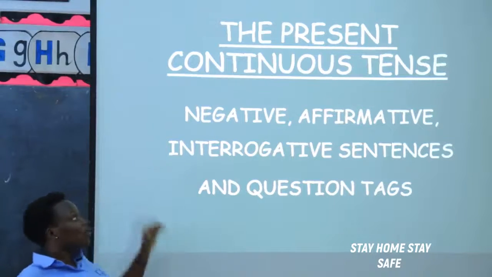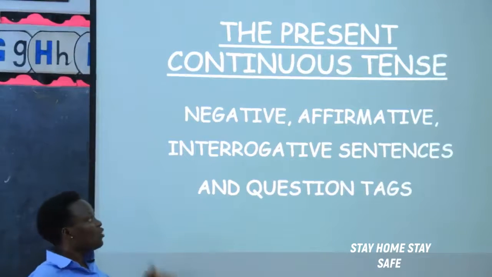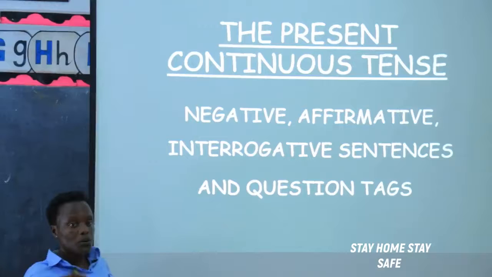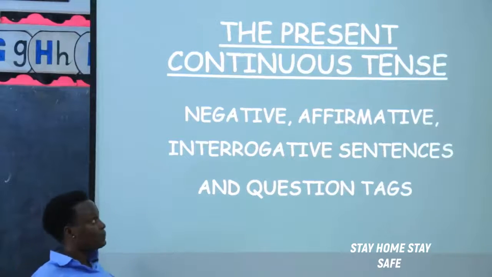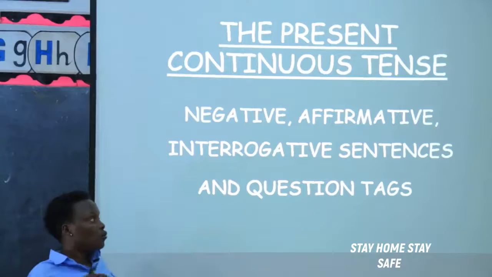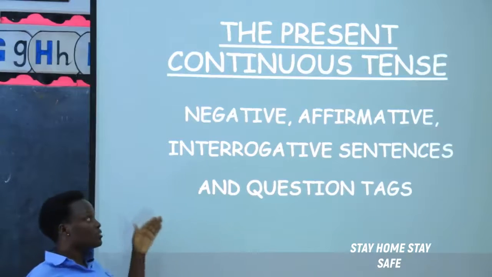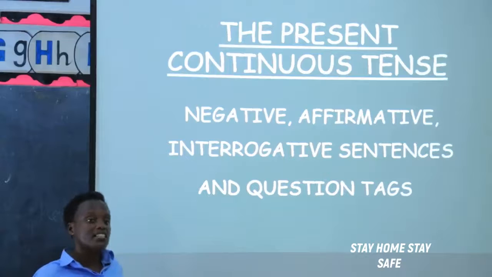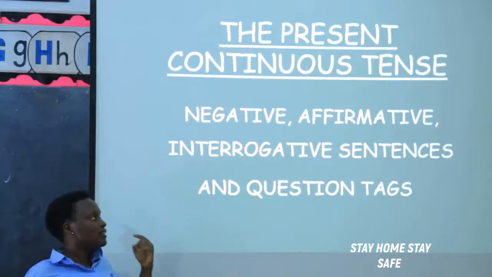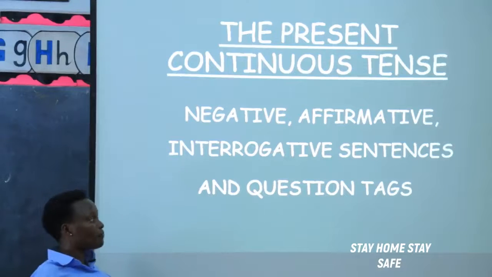Don't forget that when we say negative sentences, it means you add not in the sentence. When we say affirmative sentences, we also call them positive sentences. Interrogative sentences, that is forming questions using the helping verbs. We form questions using the helping verbs of the present continuous tense. It means with interrogative, we are going to form sentences using is, are, am to form questions. And then we are going to supply question tags.